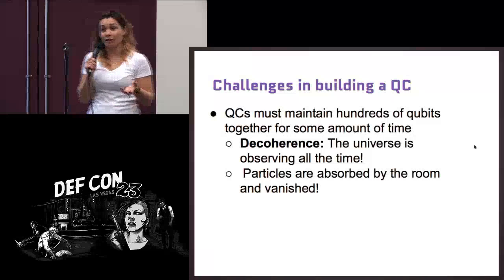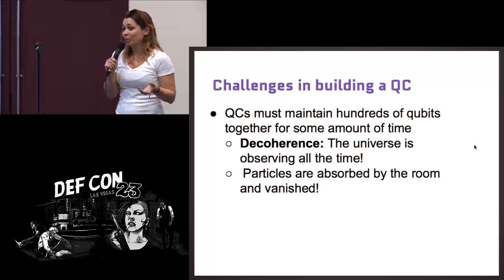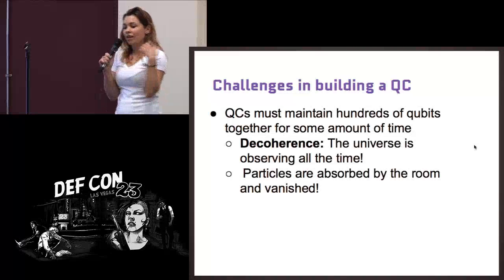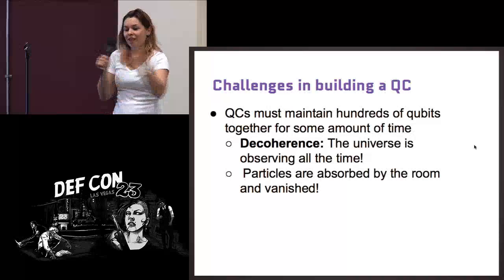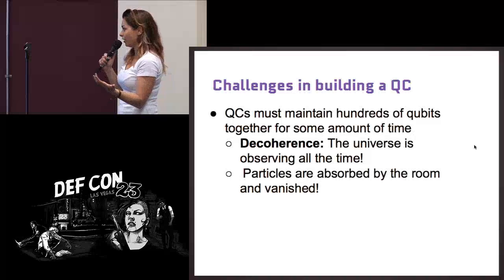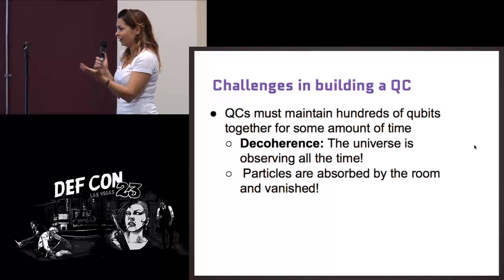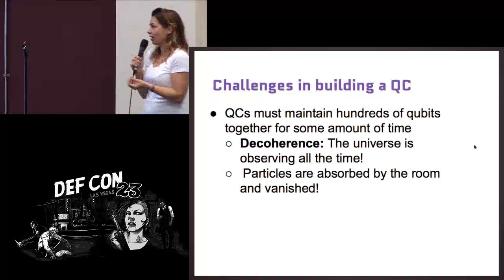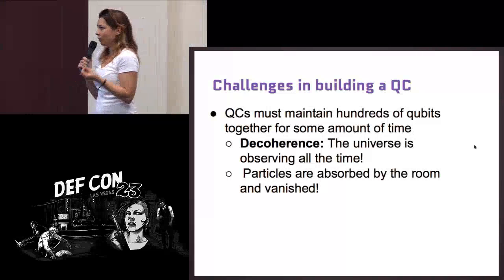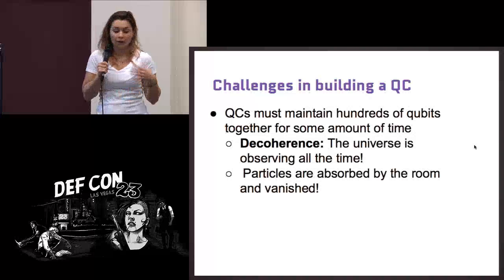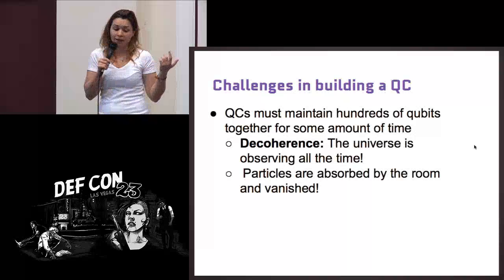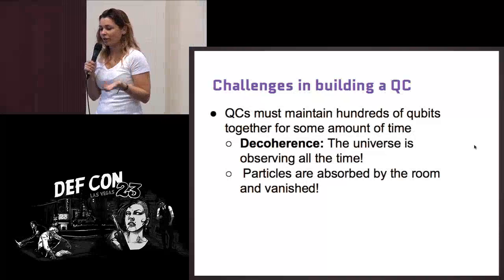But there is something that happens when you have all these qubits together. It's really hard to isolate them, because the universe is observing all the time. And when I say this, I mean there's interference. Everything around you is interacting with each other. All the particles are interacting. So it's really hard to actually isolate these qubits. And when you increase the number of qubits, it becomes even harder. Particles are just absorbed by the room or vanish, and several things happen.